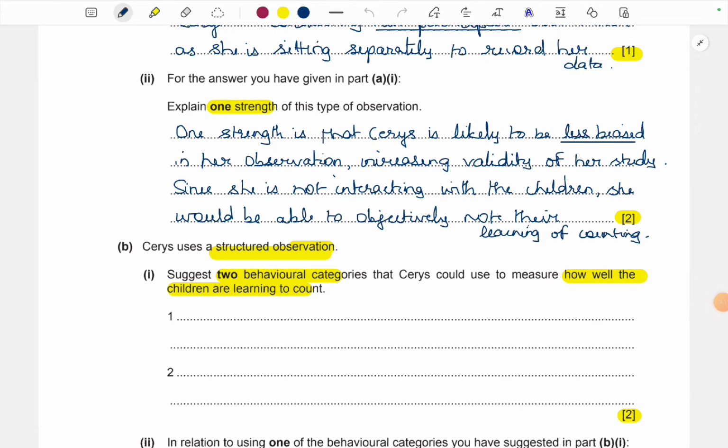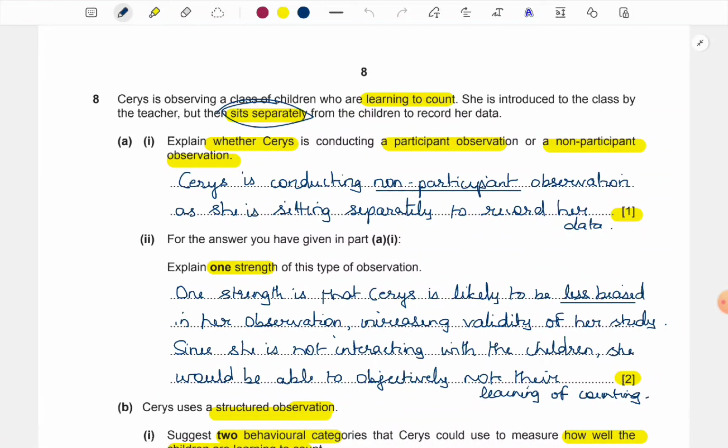But of course we can't write it vaguely or broadly, just saying counting correctly. We have to give some concrete measure which can be observed, which can be measured. So any example we can take. As such, they have not given the age of the children, but they are learning to count, so they must be pretty young. So maybe we could say something like they're able to count up to 10. That would make it operationalized.